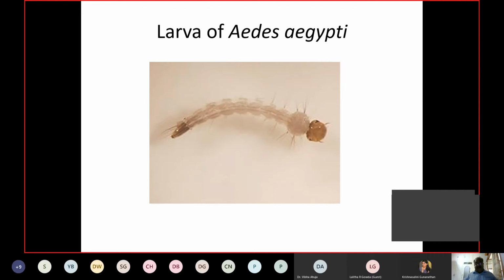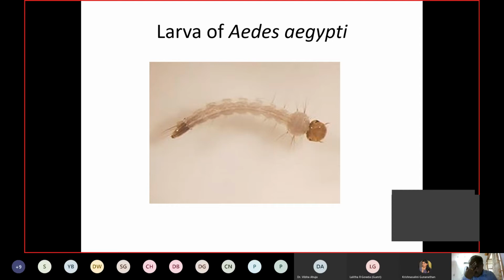The mosquito has a very agile larva. The larva can be identified in any kind of situation by its serpentine or wriggling movement of the body. No other mosquitoes, either of the malaria mosquitoes or of lymphatic filariasis or JE mosquitoes, do that kind of wriggling or serpentine movement. The movement of Aedes mosquitoes, particularly Aedes aegypti and Aedes albopictus, is very, very specific. So it can be easily identified.